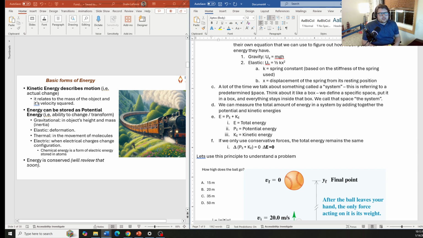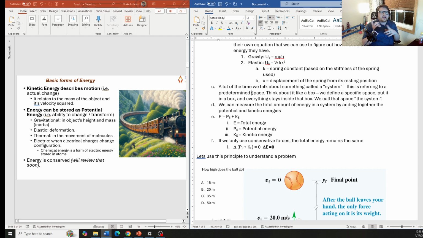When we say a system, we're just talking about a predetermined space. Oftentimes we like to think of that system like a little box, like an airtight box that we seal up whatever it is that we're observing in there, so that way nothing is leaving the box. So a lot of times we'll say that the energy is conserved within the system. So within that little box of space, we're saying all of the energy stays within there.